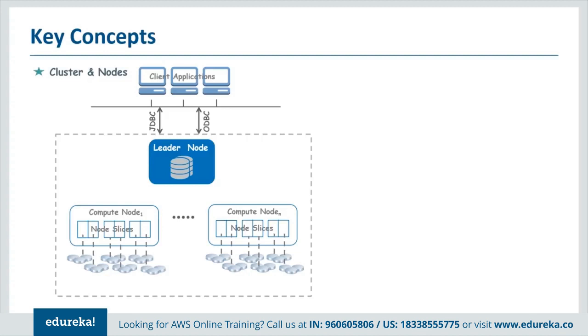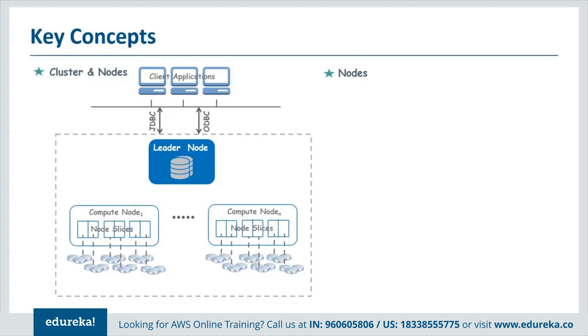So basically, using these drivers, the client application sends a query to the leader node. The leader node, on receiving the client application's queries, parses these queries and develops a suitable execution plan. Once the plan is set up, compute nodes and node slices start working on this plan. They transmit data among themselves to solve these queries. Once the execution is done, the leader node again aggregates the results from all these intermediate nodes and sends them back to the client application. So this is the simple explanation of Amazon Redshift concepts.